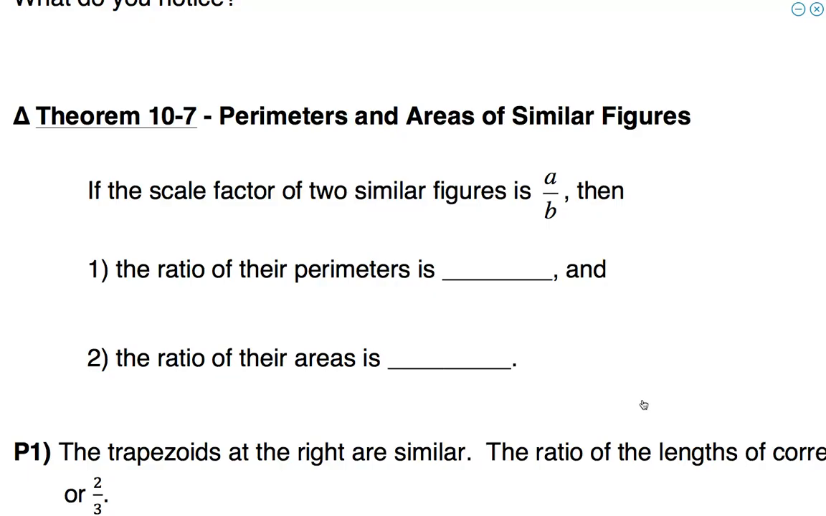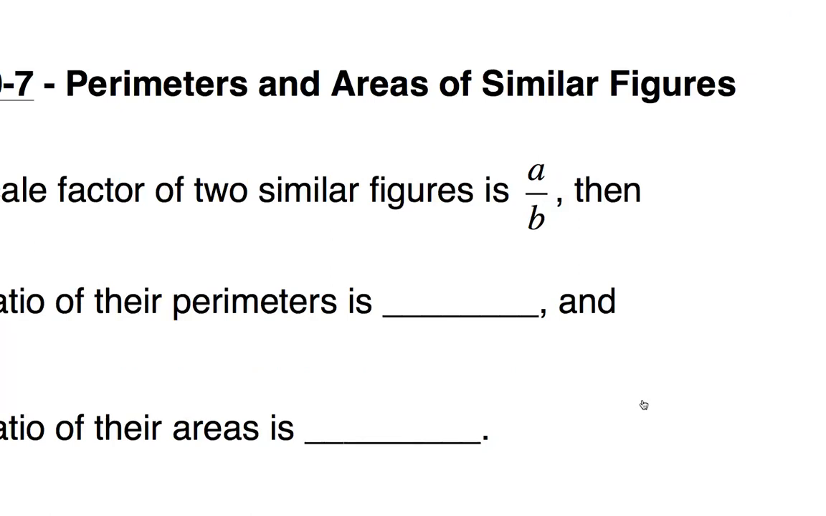Theorem 10.7 states just that. If a scale factor is A over B, then its ratio of perimeters is also A over B, but its areas is A squared over B squared.